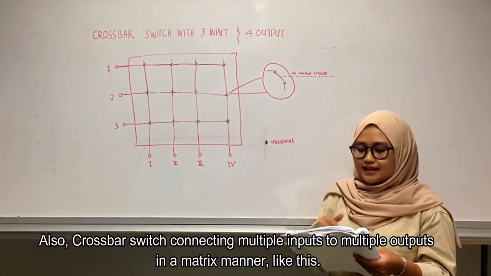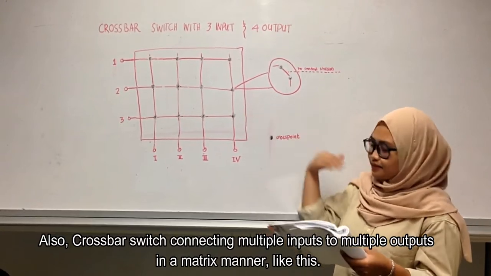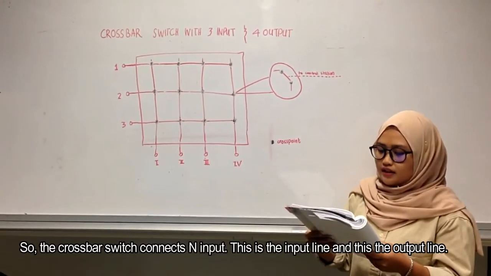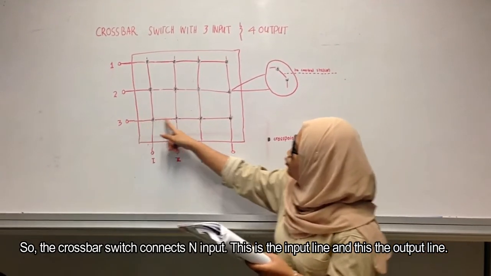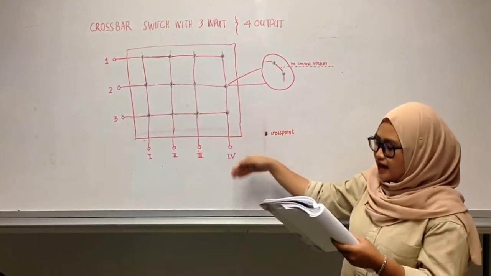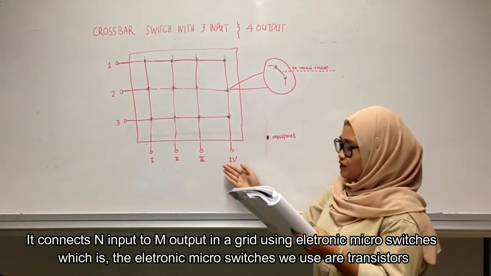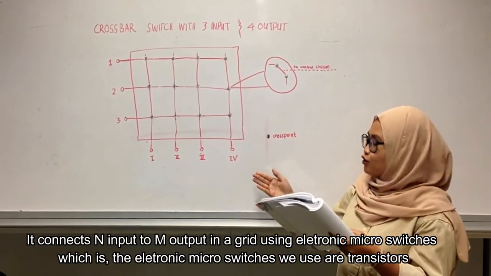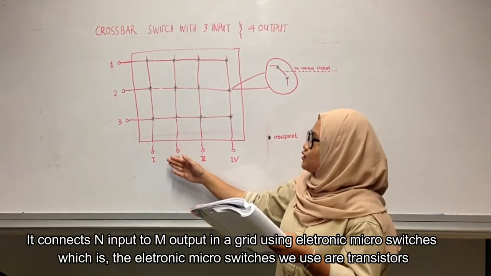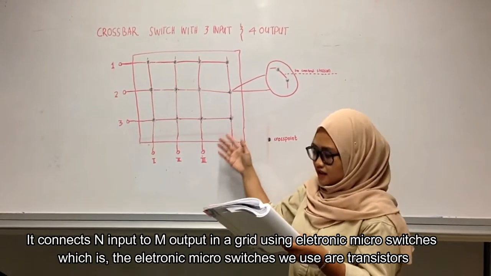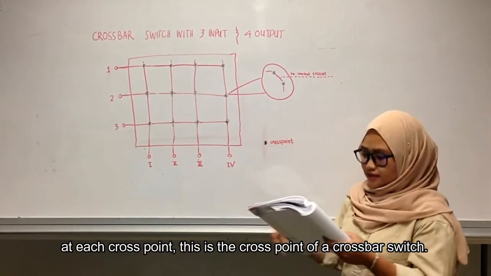Also, a crossbar switch connects multiple inputs to multiple outputs in a matrix manner like this. So, the crossbar switch connects N inputs. This is the input line and this is the output line. It connects N inputs to M outputs in a grid using electronic micro switches, and the electronic micro switches we use are transistors at each cross point. This is the cross point of a crossbar switch.